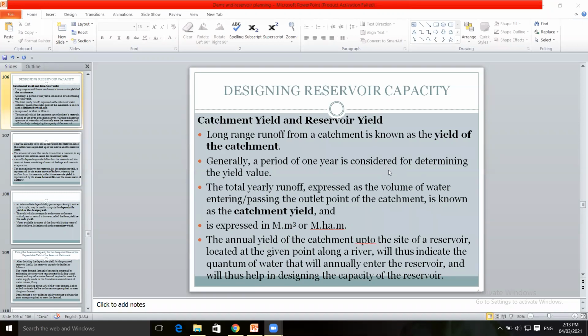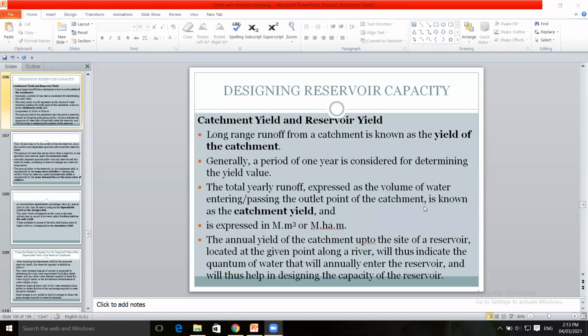If there are any fluctuations in the reservoir throughout the various seasons, in the rainy season the yield may be higher. In summer the yield of the catchment may be less. In winter it may be higher. So due to the change in season throughout the year, the level of the water is observed, and the yield of the catchment is observed.